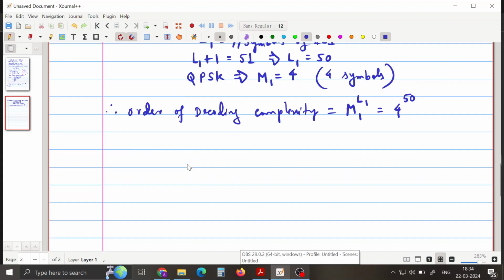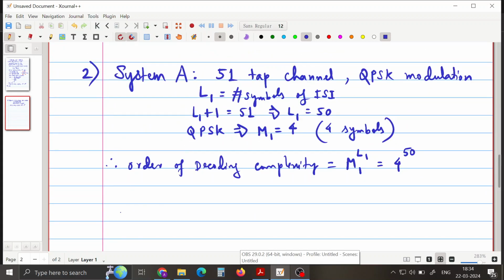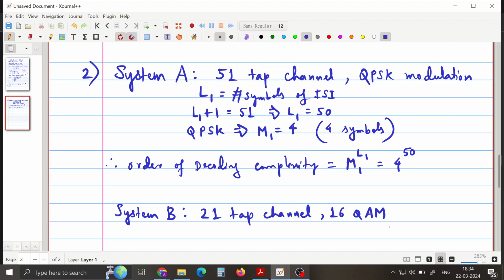Now, what about system B? We'll do the same thing for system B. The specification for system B is a 21 tap channel. So there are fewer channel taps, and 16 QAM modulation. Although it has fewer channel taps, the constellation size here is higher because it's 16 QAM. So there are 16 symbols in contrast to the 4 symbols present in system A.